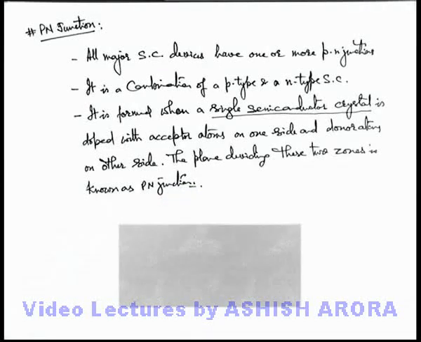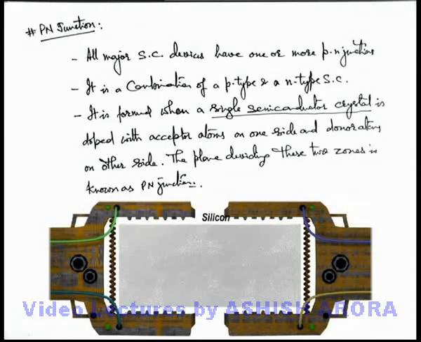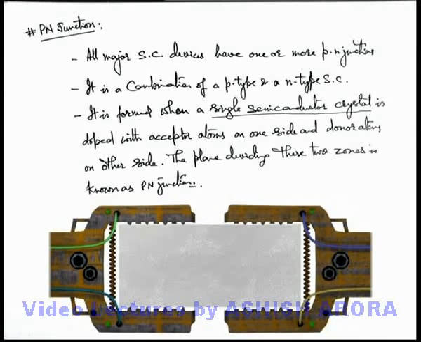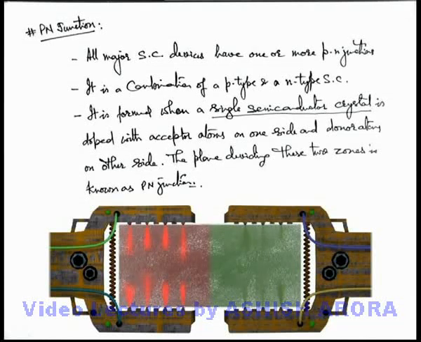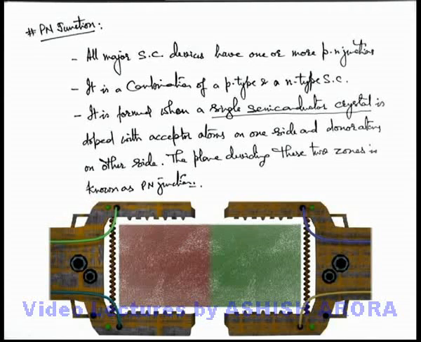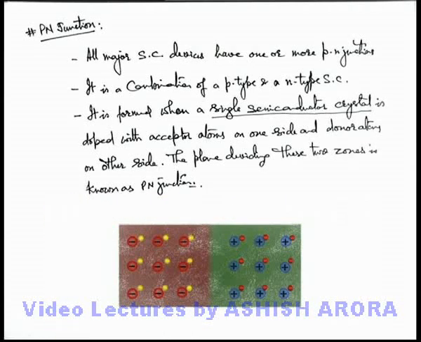Let's discuss a realistic situation for formation of a PN junction. Here you can see this is a pure semiconductor crystal. It may be a silicon or a germanium crystal. And on the two sides of the crystal, simultaneously two diffusing devices are applied. Through one diffusing device, we diffuse acceptor impurity, and through the other device we diffuse the donor impurity. As donor and acceptor atoms replace some of the silicon atoms in the lattice, on the two sides holes and electrons are produced.